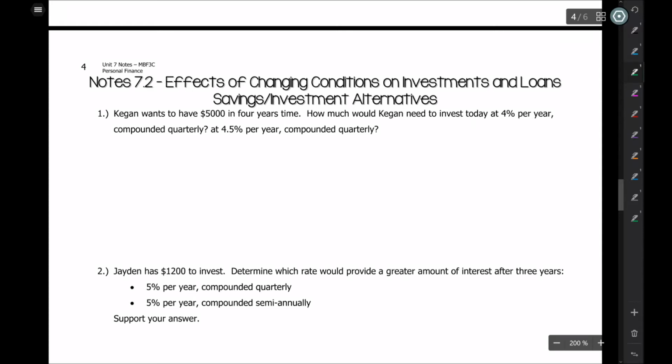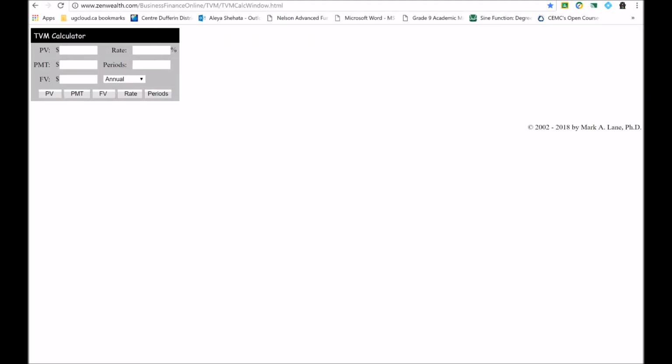Hi, everyone. Notes 7.2 are on the effects of changing conditions on investment and loans, as well as savings and investment alternatives. So we need to have our TVM solver open up right here.